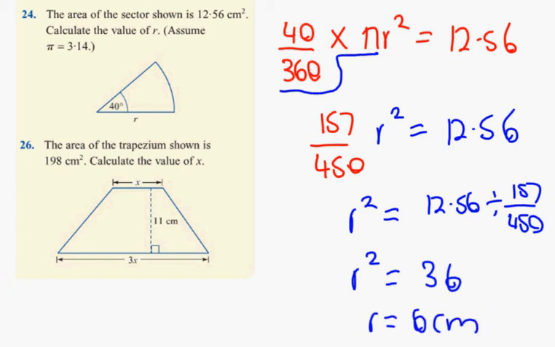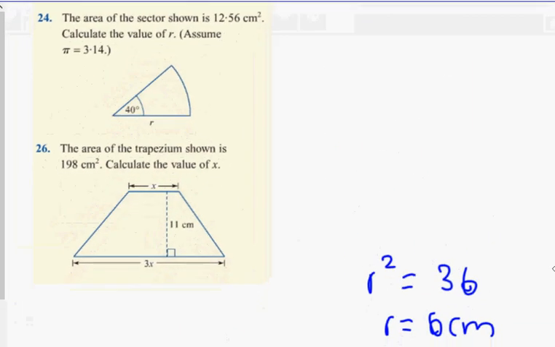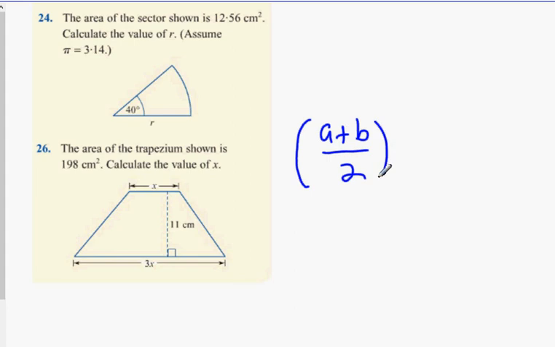Okay, next section. Sorry, next question, number 26. The area of the trapezium shown is 198 centimeters squared. Calculate the value of x. Okay, so to get the value of x, what we're going to do is we look up the formula, and the formula is a plus b over 2 multiplied by h. And that's what the big area equals, okay?